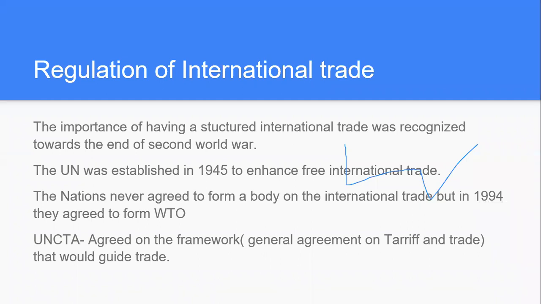Now, the nations never agreed to form a trade body at first, but in 1994 they agreed to form the WTO, World Trade Organization. Okay, and the World Trade Organization adopted certain principles from the General Agreement on Tariffs and Trade, called the GATT. Okay, now these principles basically will guide the aspect of trade between these particular nations. Okay.